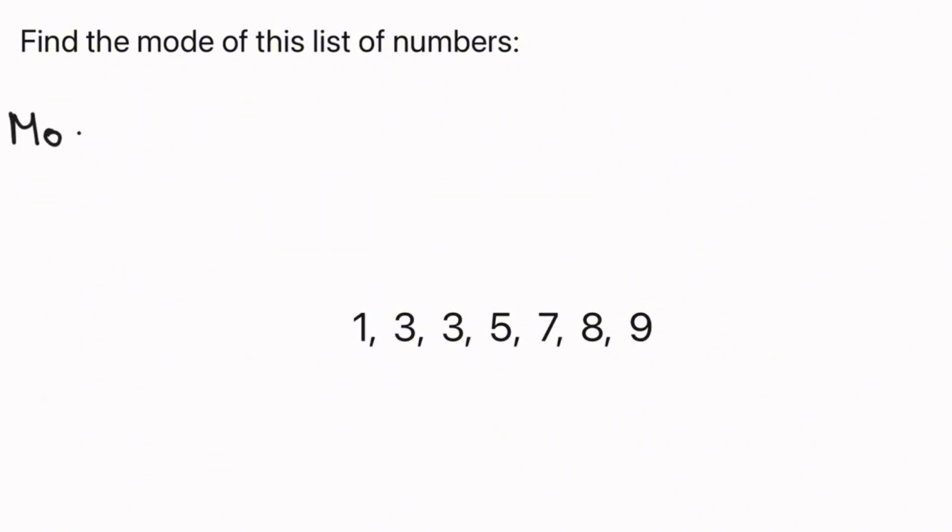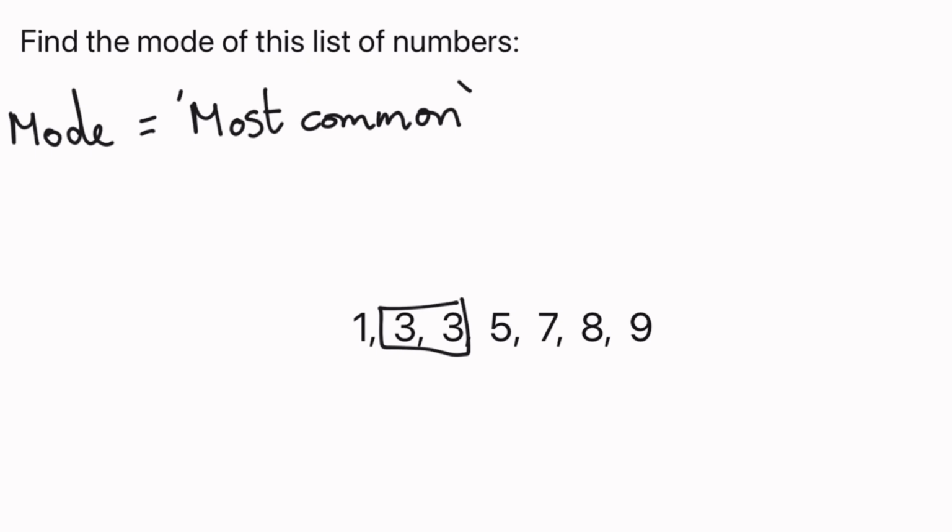When finding the mode of a list, we just need to find out which number appears the most, or which number is the most common. For this example, we can clearly see that the number 3 appears more than any other number, so the mode is 3.